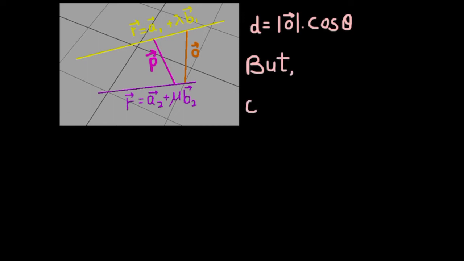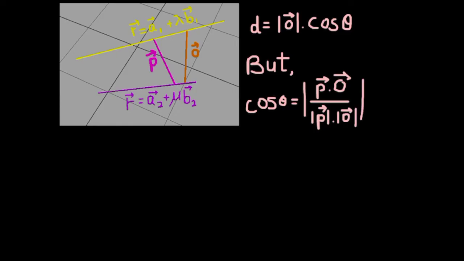Now how can we find the projection of the orange line on the pink line? The shortest distance d between these two lines is o vector magnitude times cos theta. It is the shortest distance between these two skew lines, and we know that cos theta is equal to the modulus of p vector dot o vector upon p vector magnitude times o vector magnitude.